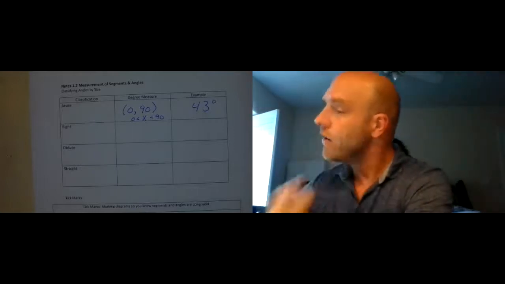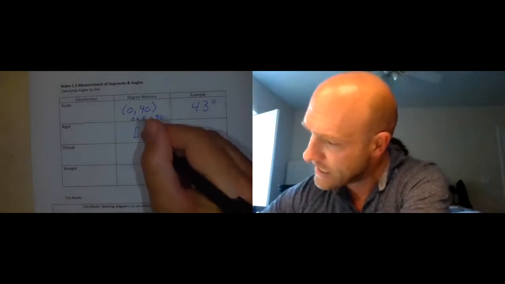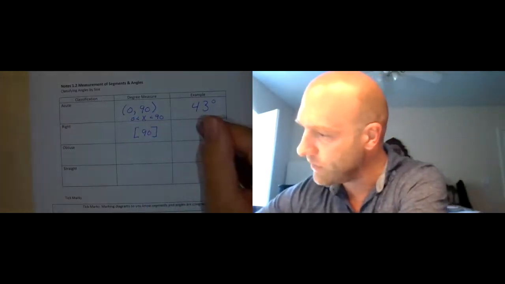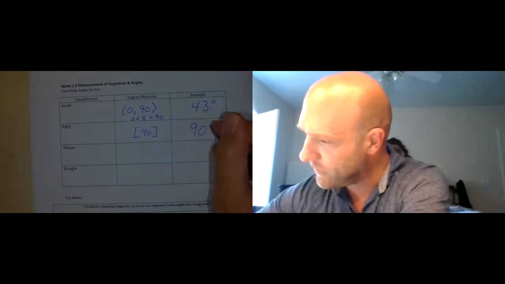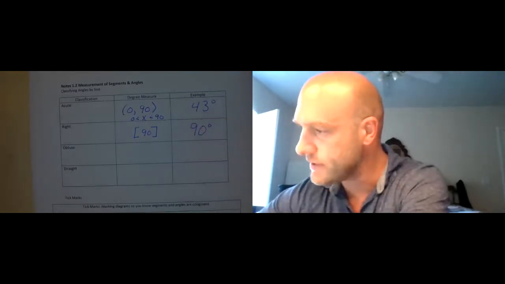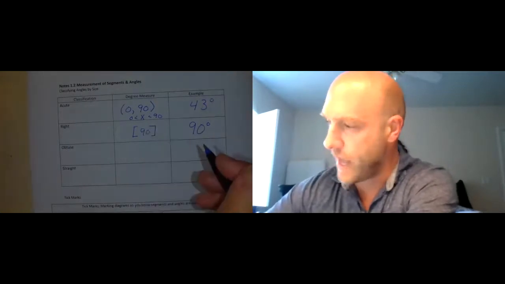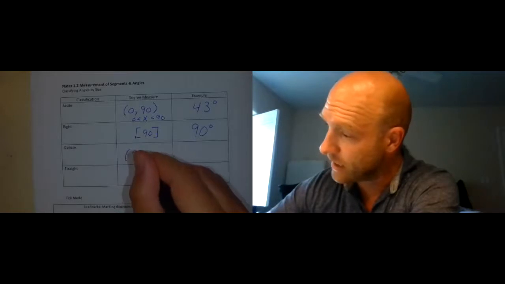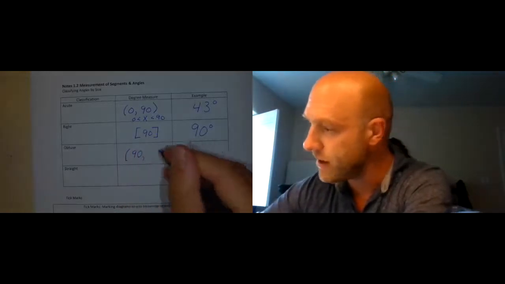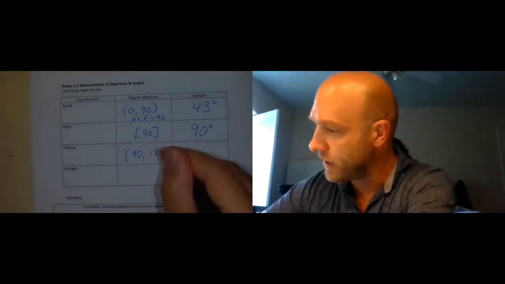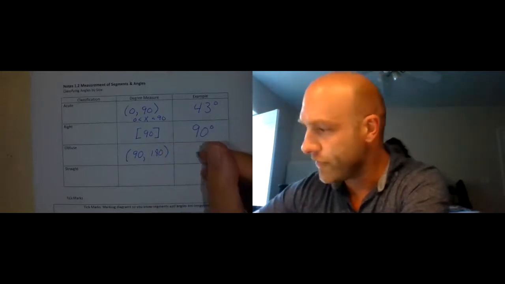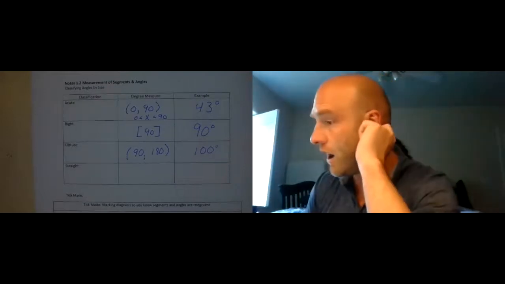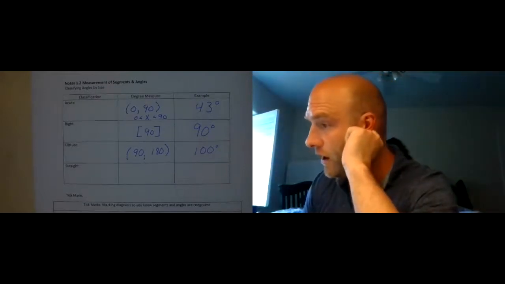A right angle is specifically 90 degrees. It must be 90 degrees to be a right angle. The only example would be that it is 90 degrees. An obtuse angle is one which is greater than 90, so it does not include 90. I put the curvy brackets there, and it goes up to but does not include 180. For example, 100 degrees would be an obtuse angle.